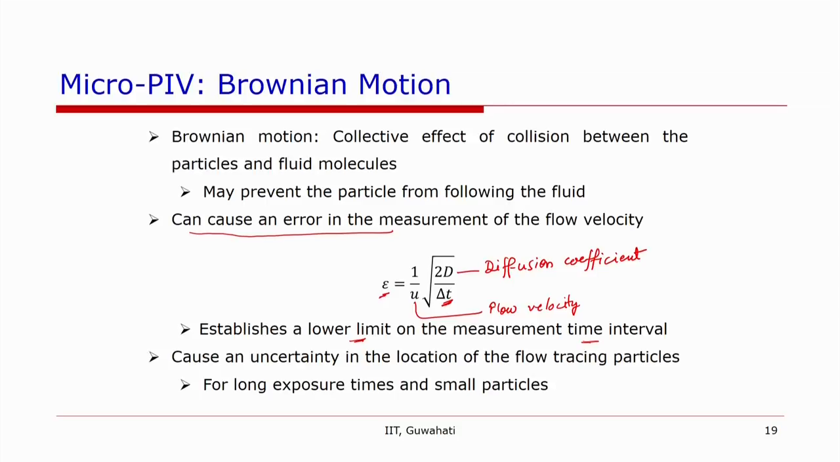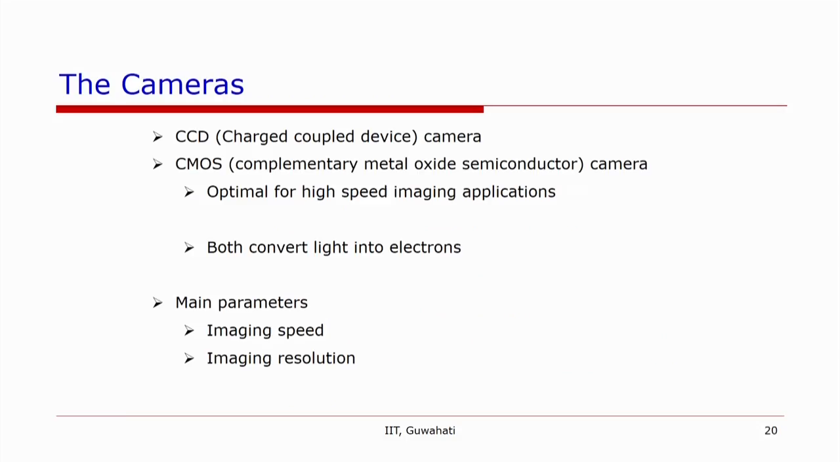Another error that may occur is because of uncertainty in the location of the flow tracing particles, because Brownian motion, especially for long exposure times, can cause an uncertainty in the location of the particles. For small particles, it can cause an uncertainty in the location. So, this also needs to be taken into account. Correlations have been developed for this case also. So, one can take these effects into account to avoid the significant effect of the Brownian motion on the flow.